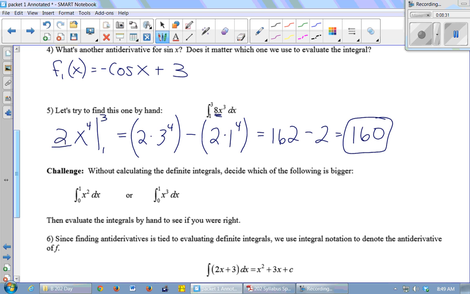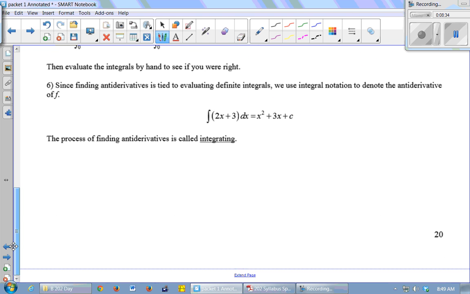Because they're so closely tied together, we use the same integral symbol to represent an antiderivative as we do to represent the area under the curve. Okay? We use integral notation to denote the antiderivative of f. So I just put this integral sign of, say, the function 2x plus 3 dx. And the antiderivative of 2x plus 3 would be x squared plus 3x plus c. It's the most general antiderivative. And so there's no bounds on the integral, that means find an antiderivative. When there are bounds, that means find the area under the curve.